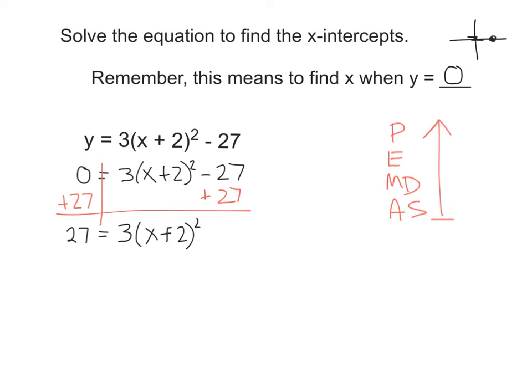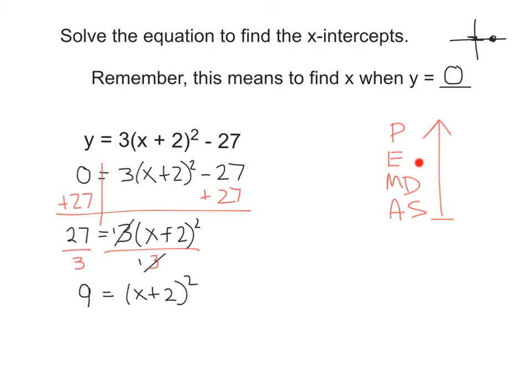After adding or subtracting, we now need to multiply or divide. So this whole thing here in the parentheses, even though it's being squared, we need to deal with the 3 first, because that's being multiplied. So we're going to divide this side by 3, which means we need to divide this side by 3. 27 divided by 3 is 9. The 3's here will cancel and make 1 over 1. And now we have x plus 2 squared.